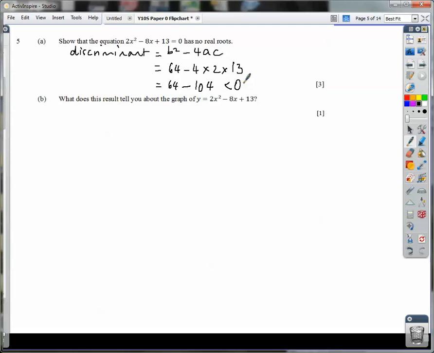We need to show that when we work out b squared minus 4ac within the quadratic formula, we get a negative value. Hence, we've got no real roots. So to get your 3 marks, you need to have worked out b squared minus 4ac, worked it out correctly, and compared it with 0 to show that it's actually a negative number.